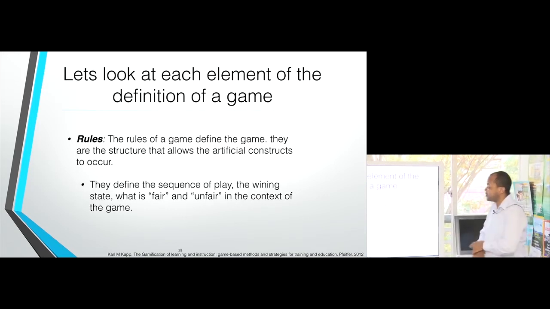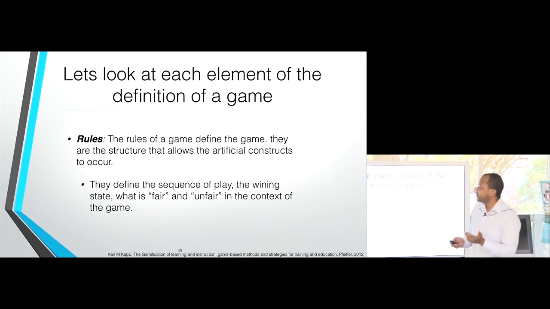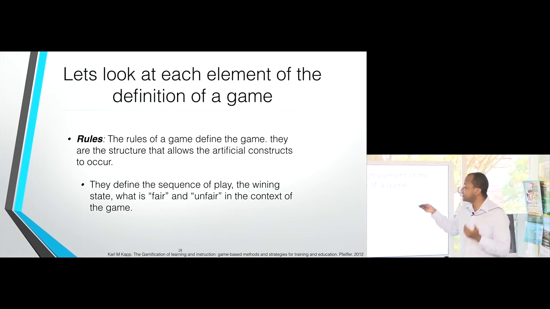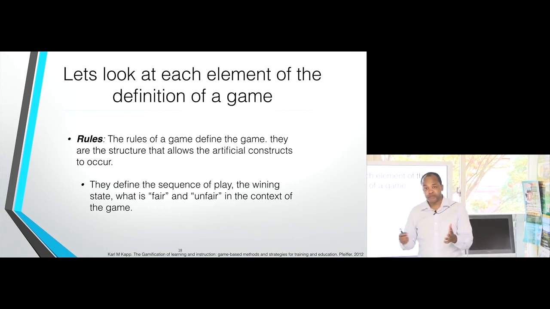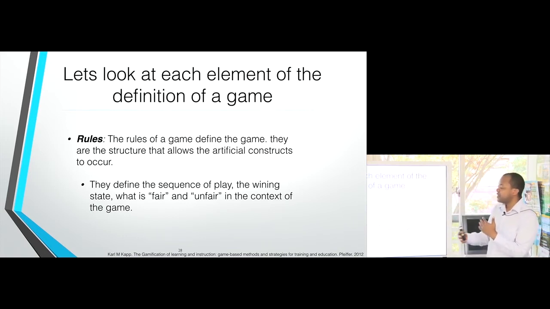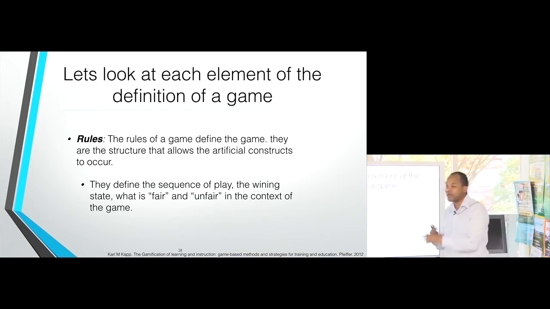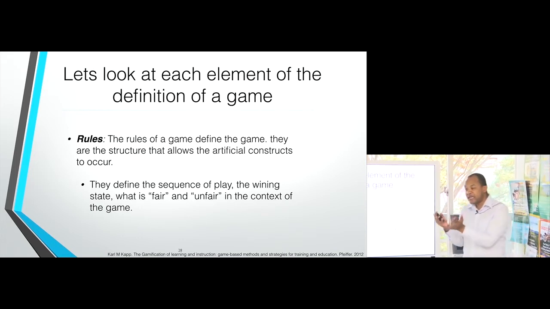We'll discuss it soon. And then next, there are rules, as I've already mentioned. The rules of a game define the game. They define the structure and what is allowed and what is not allowed, its artificial constructs, within the game. They define the sequence of play, they define the winning state, they define what is fair and what is unfair for you to do within the context of that game.